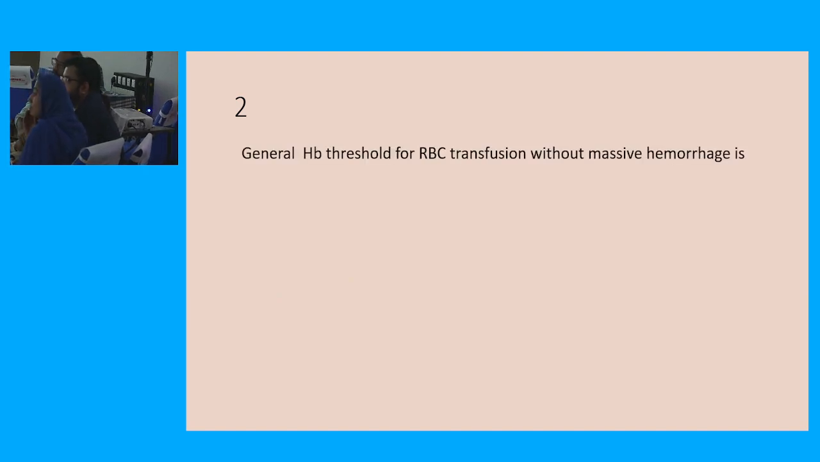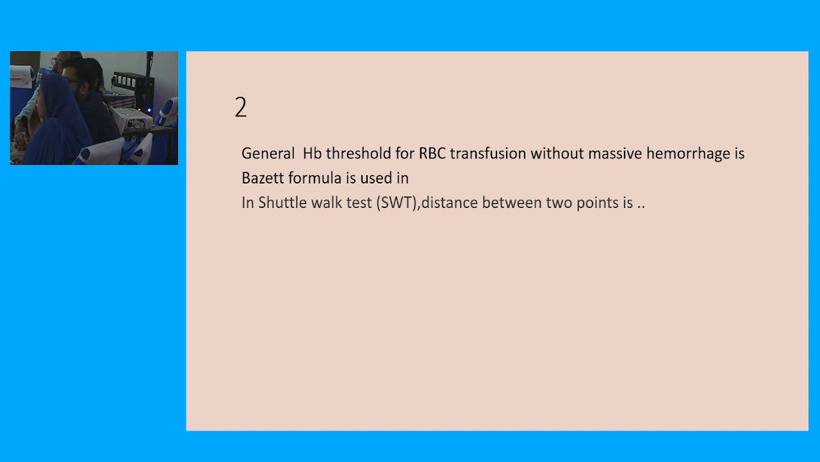Team B. Ready? General hemoglobin threshold for RBC transfusion without massive hemorrhage. 7. 7 is the right answer. 2 marks. Bessett's formula is used in? Pass. In the shuttle walk test, the distance between 2 points is? 25 meters. It's 10 meters. Sorry, -1 for them.